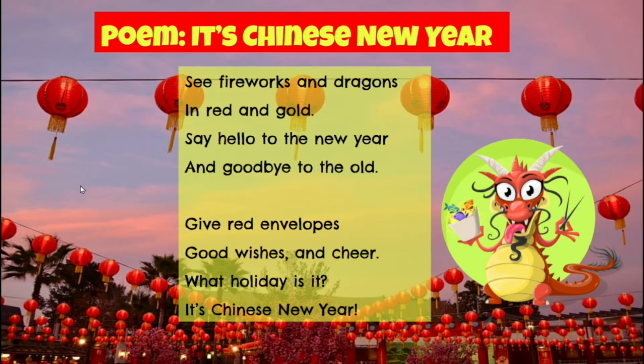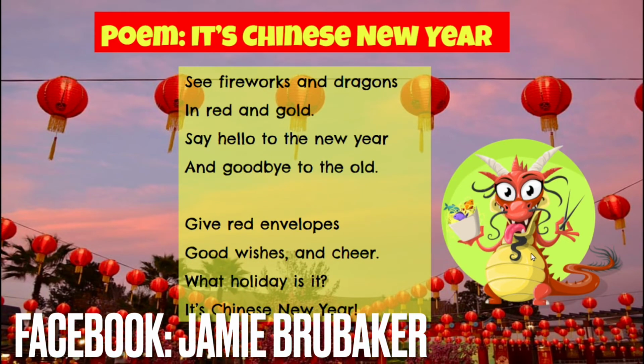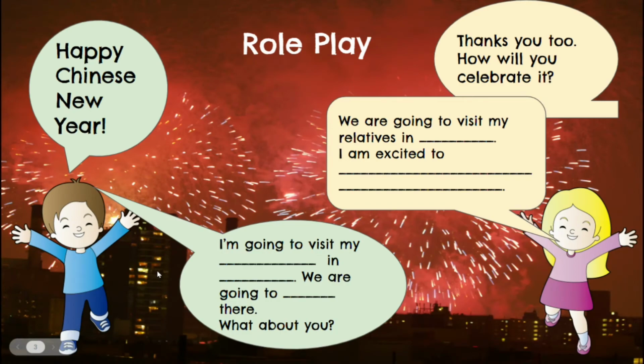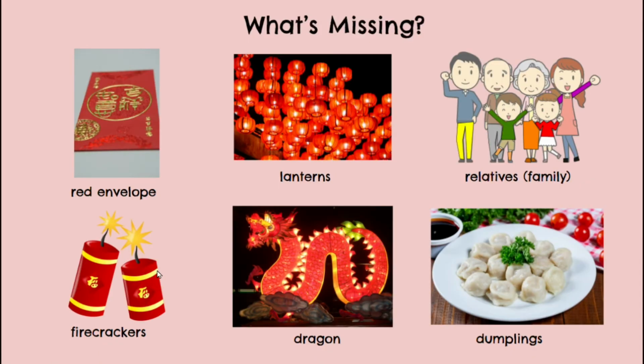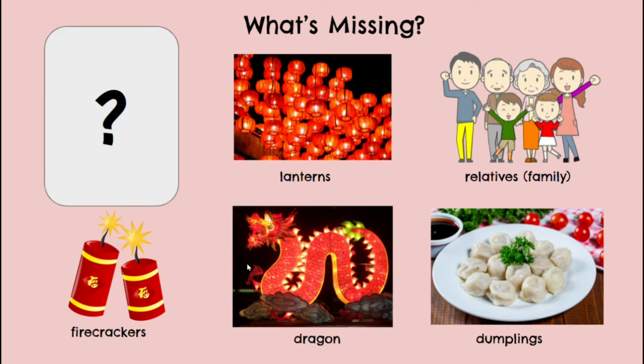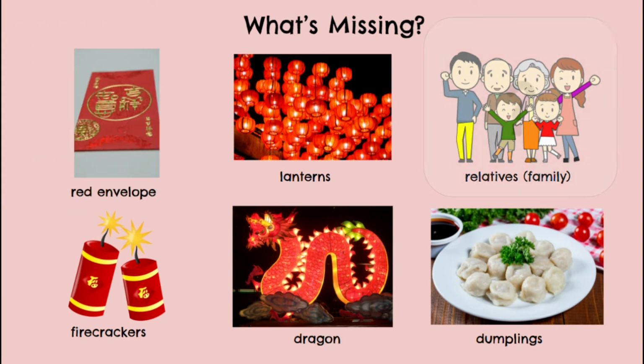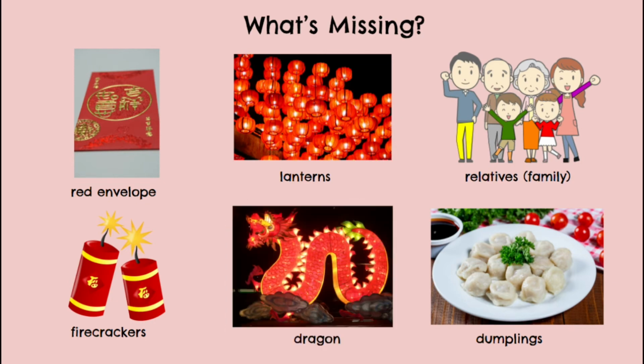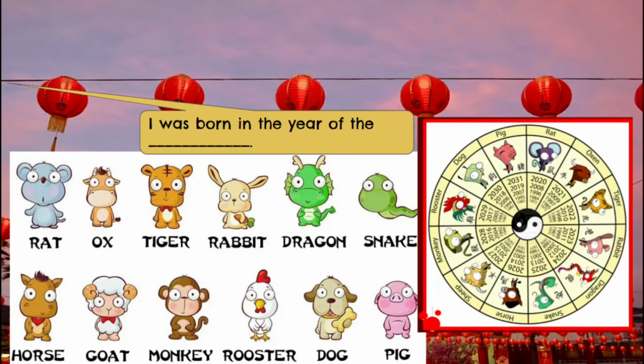Okay, so this is a lesson you get for free from Jamie Brubaker on Teachers Pay Teachers, or Chit Chat Class. It's a cute activity where it covers up and you have to ask the student what's missing. Do you remember? Red envelope, family, how do you spell dragon? Chinese zodiac, that's always fun, great for conversation.